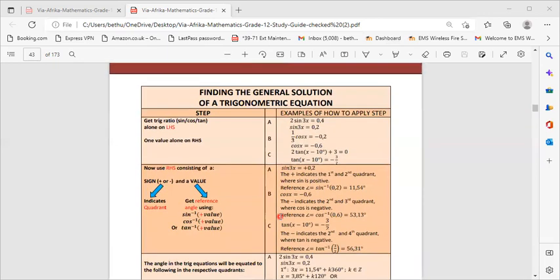So the next portion that I'll be taking you through is finding the general solution of a trigonometric expression. I would like to take you through examples of how to apply all the steps, right? Can you please have your pencil, paper, and calculator ready if you don't have them already?